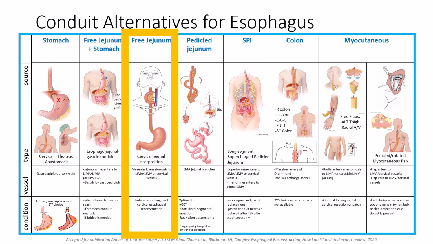Our next topic will be free jejunal interposition. Cervical jejunal interposition is ideal whenever you have a situation where an isolated short segment of cervical esophageal reconstruction is necessary. The vessels that supply this are a mesenteric anastomosis to the left internal mammary artery or vein, or the transverse cervical artery with the external jugular vein.